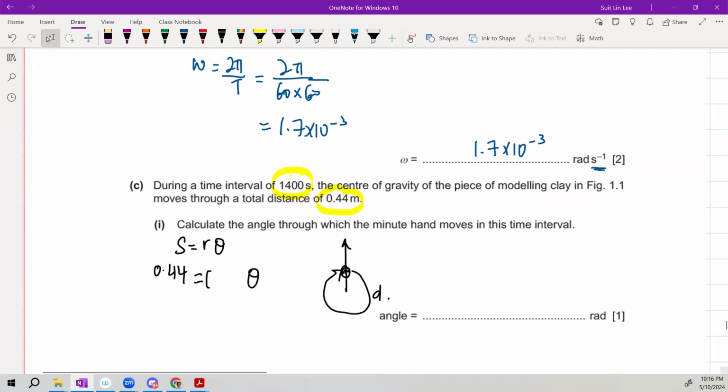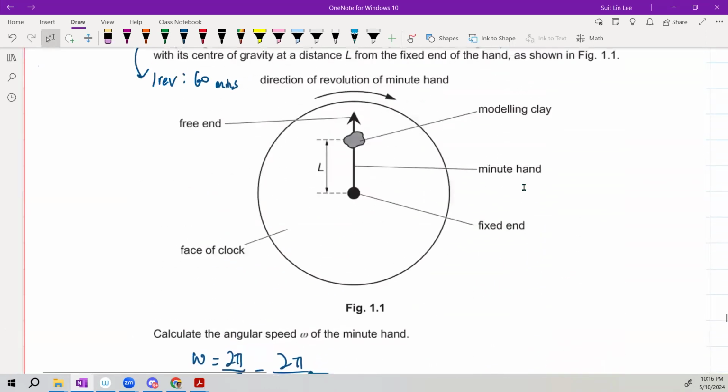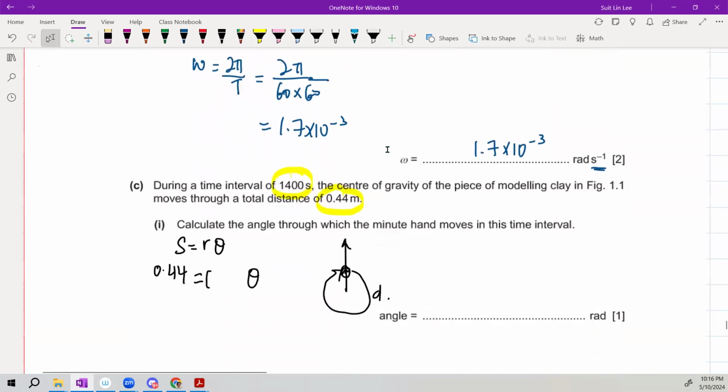The distance of the modeling clay. Oh, we don't have this R. In fact, we need to find this R. Okay. So this can't work here because we don't have the radius or the distance of the modeling clay. But we do have this value here. Right? I have this many radians per second.